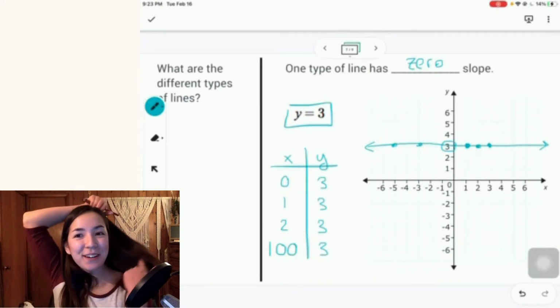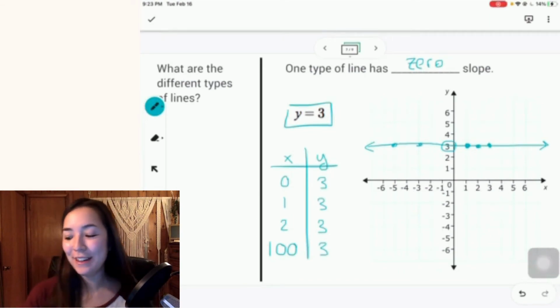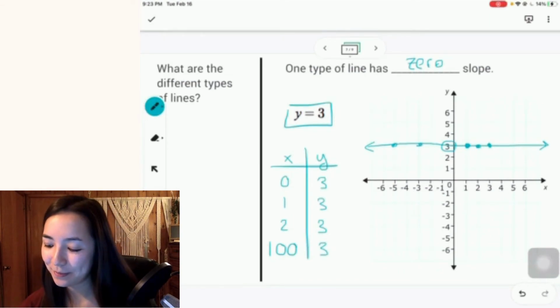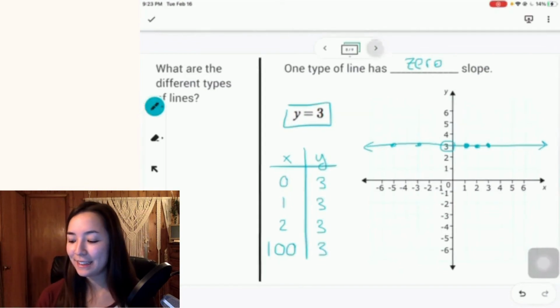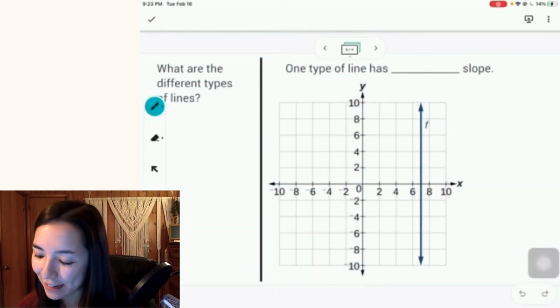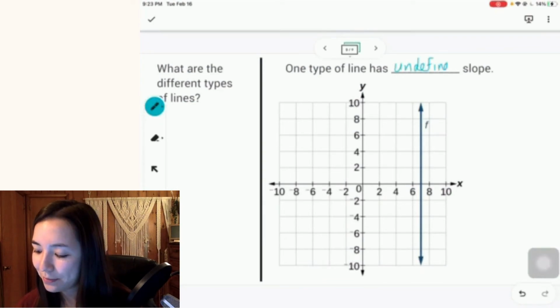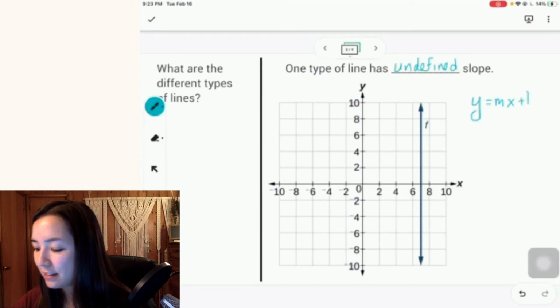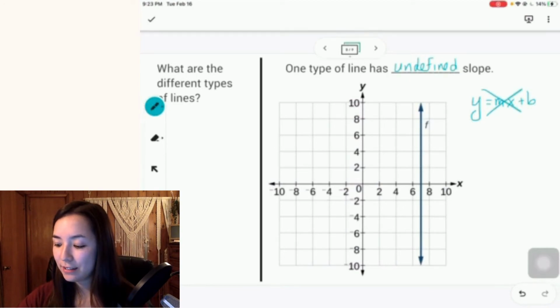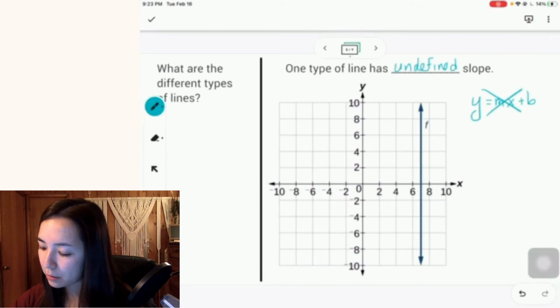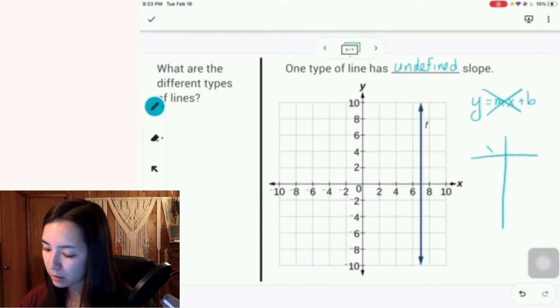Okay, so you'll get a little more practice with this tomorrow, but let's do one more example. The last example is when you have an undefined slope. For this, the equation does not work anymore. We just have to think about what's going on in this problem. So, let's see. Let's make a table with some of these points.